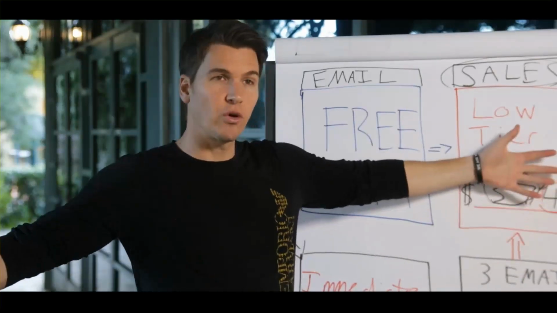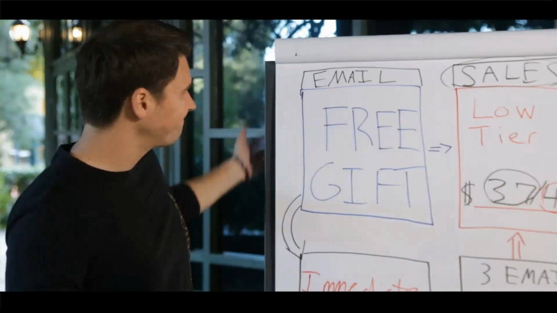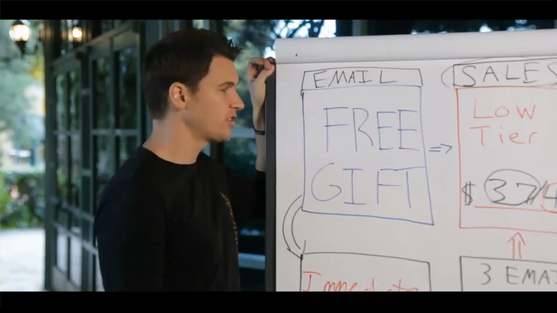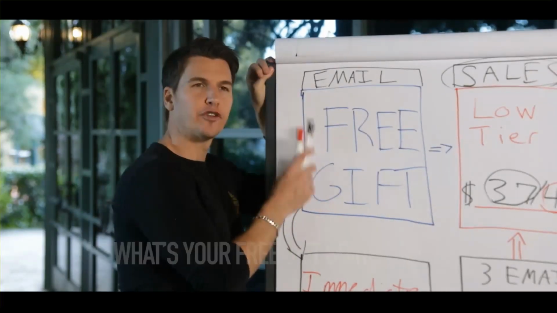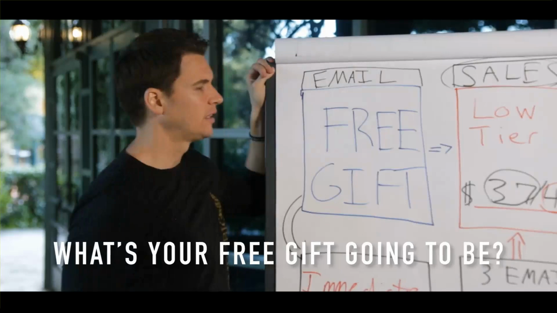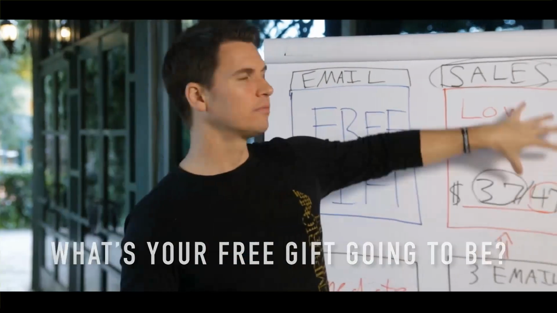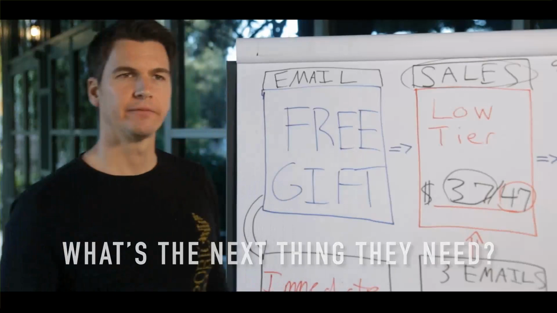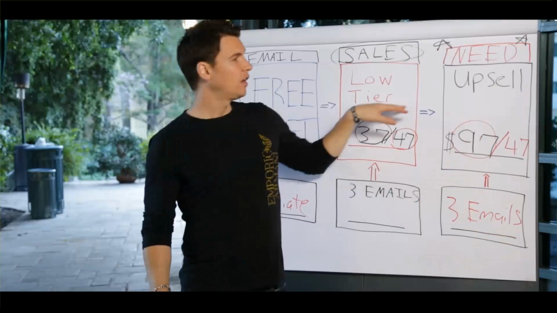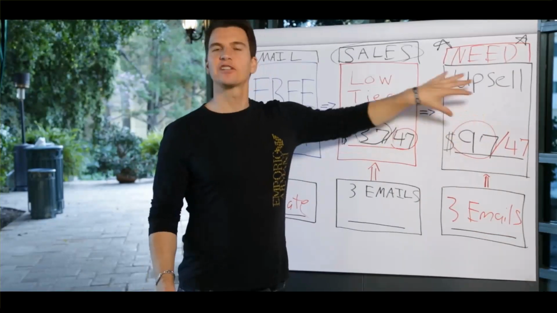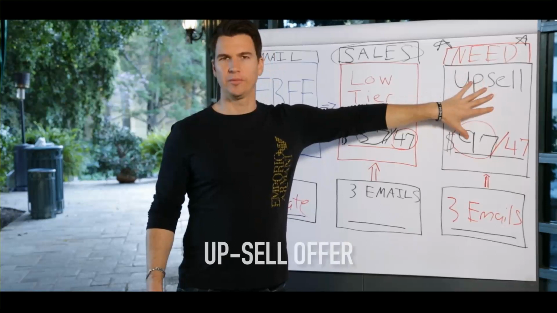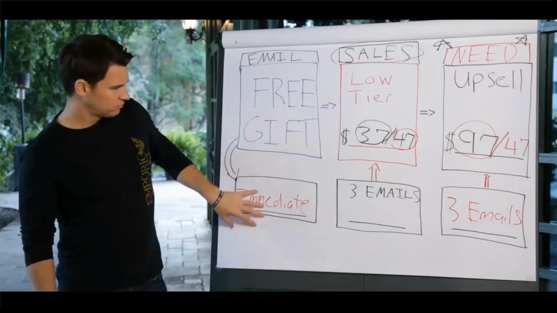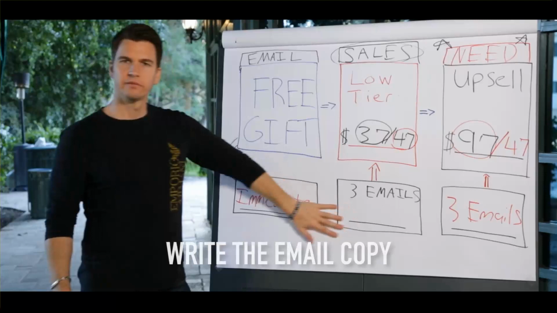This is the blueprint. This is how it works. And it's pretty simple, right? So to recap, what you should do right now is think about what your free gift's gonna be. First thing. Second thing is, what's the next thing they need? What's your low tier offer gonna be? Third thing, what's the next thing they need? What's the next problem you're gonna solve? What's your upsell offer gonna be? And then finally, write the email copy.